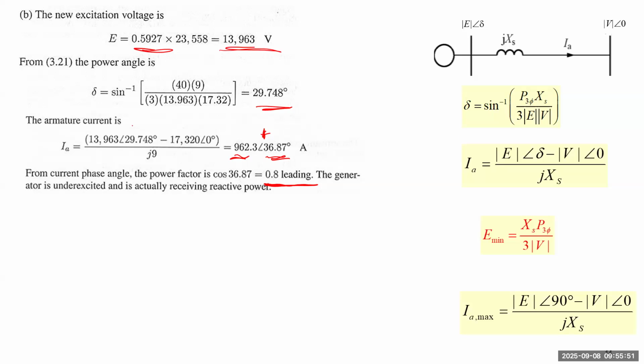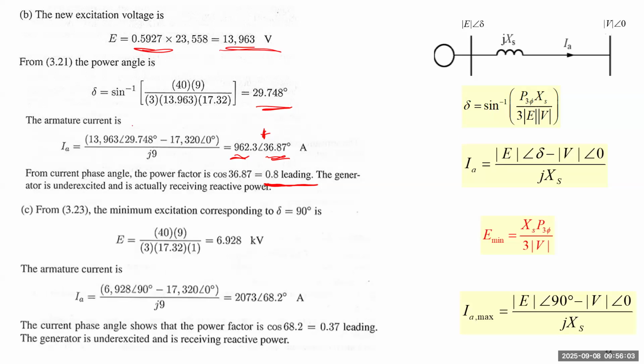So the current is leading the voltage, which means the external system becomes a reactive source, and the generator needs to be a reactive load. It needs to consume that reactive power. To do that, the voltage needs to become smaller, right? That's why this voltage becomes just 59% of the original value. The minimal voltage based on this formula can be calculated at around 7 kV. And the maximum current will be 2073 A at the RMS value, and the angle is 68 degrees.